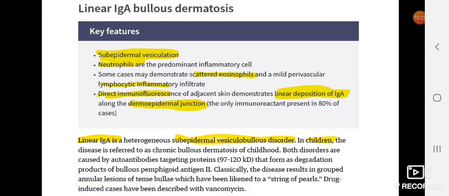In children, the disease is referred as chronic bullous dermatosis of childhood, and both disorders are caused by autoantibodies against the protein 97-120 kilodalton, a degradation product of bullous pemphigoid antigen 2. Classic disease results in a group of annular lesions with tense blisters, it's also important, and what we call string of pearls. Drug-induced cases have been described using vancomycin.